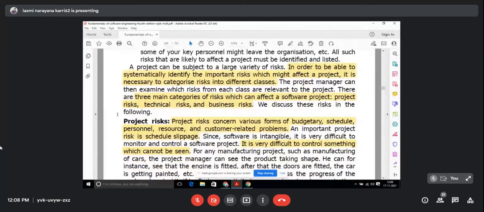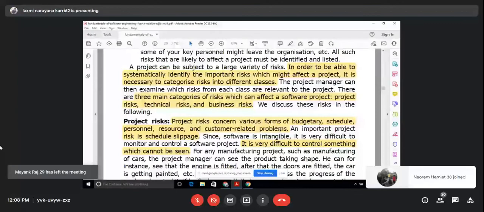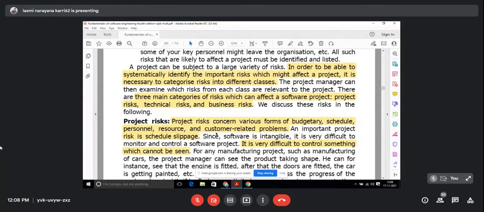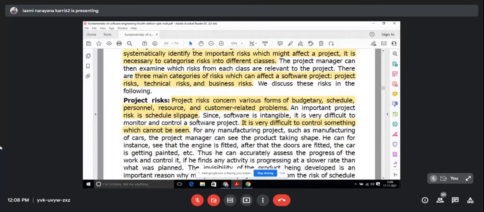So we will see project risk first. Project risk concerns various forms of budgetary, schedule, personnel, resource, and customer-related problems. These risks are not easily seen, and it is very difficult to control something which can't be seen. It may be risk of schedule slippage, which may cause the project to be delivered beyond the schedule.